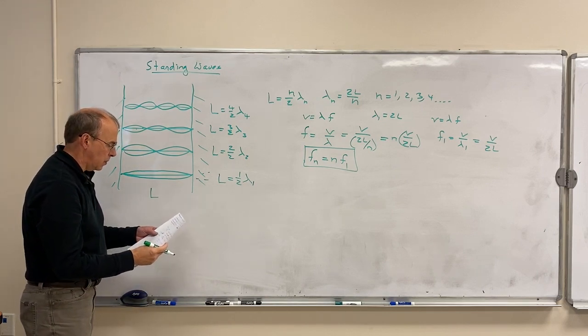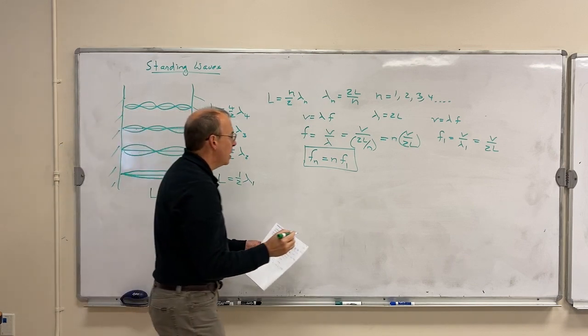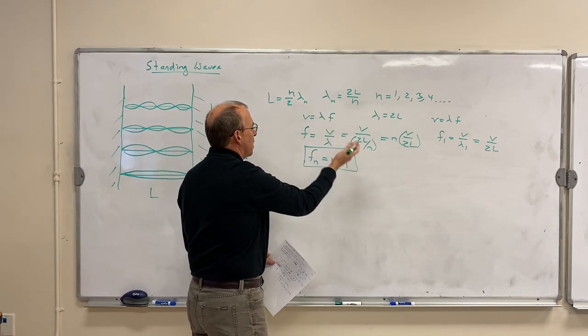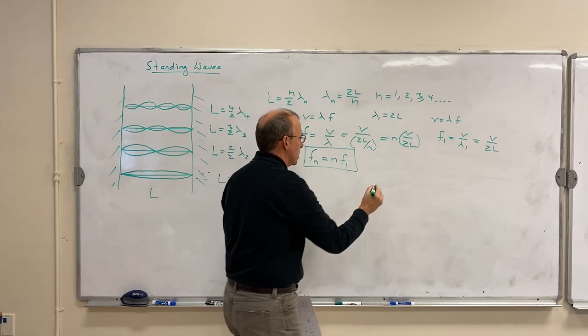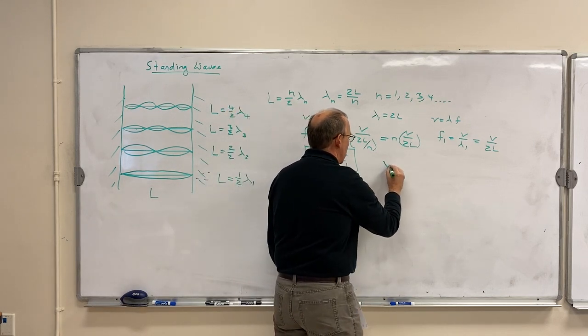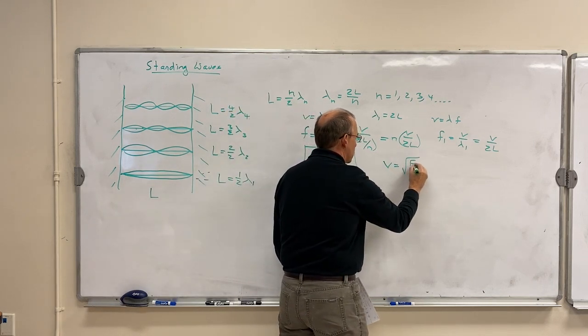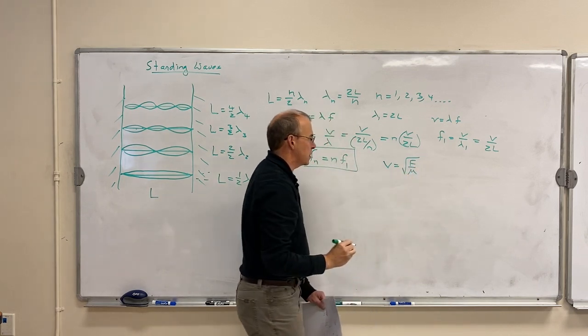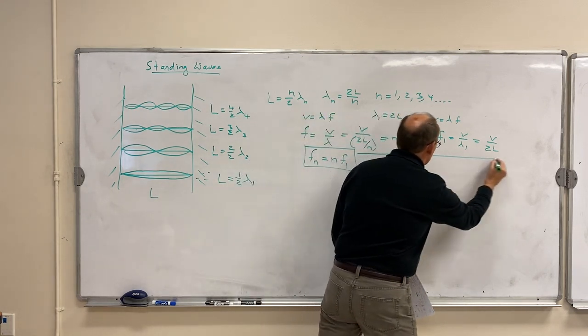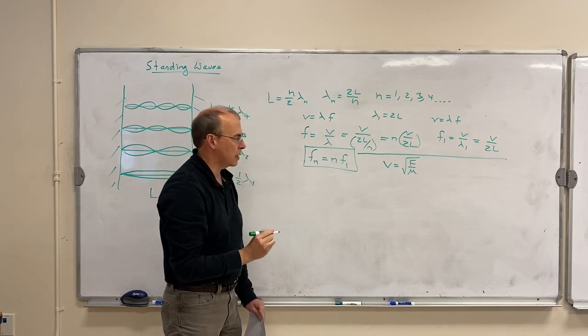So let's do an example. In order to do an example, we have to know the velocity of a wave on a string. We haven't done that. So the velocity of a wave on a string is given by the square root of the tension over something called the mass density. So this is really just an aside so we can get that velocity.